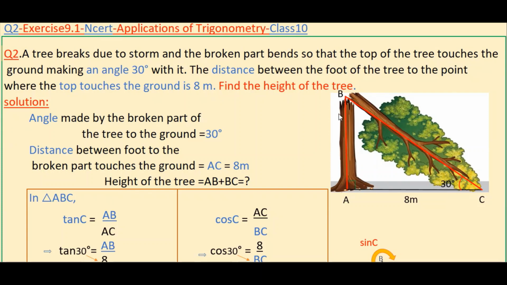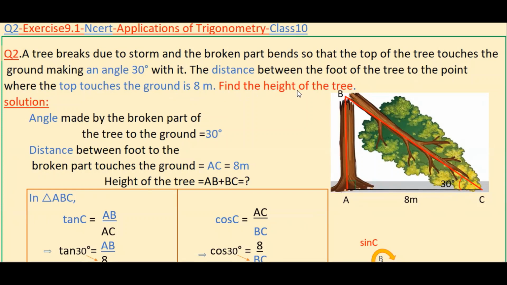So here the tree is broken at this point at B, and the top of the tree touches the ground at this point C. So here BC is the broken part of the tree, and this is the foot of the tree, that is A point, and AC is given. The distance between the foot of the tree to the point where the top touches the ground is 8 meters. So here AC is given, that is 8 meters. And this angle is also given, that is inclined angle, that is 30 degrees.